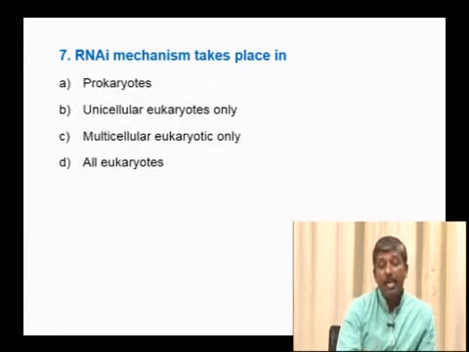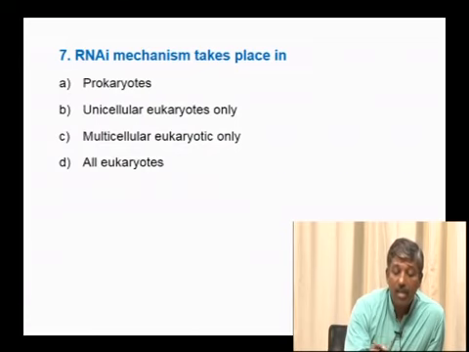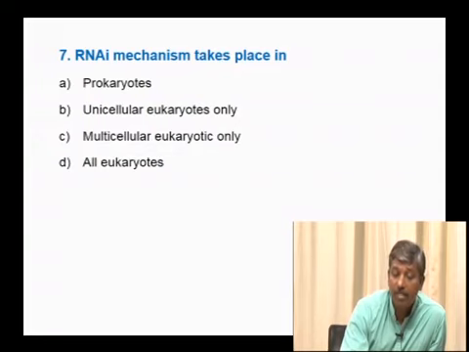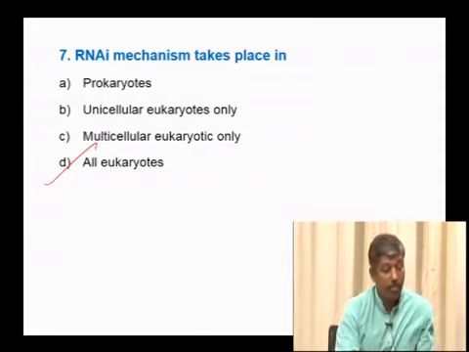See, RNAi mechanism may take place in... this RNA interference or gene silencing or antisense technology is a mechanism that takes place in all eukaryotes as a defense mechanism or cellular mechanism to protect from certain pests. So hence all eukaryotes.